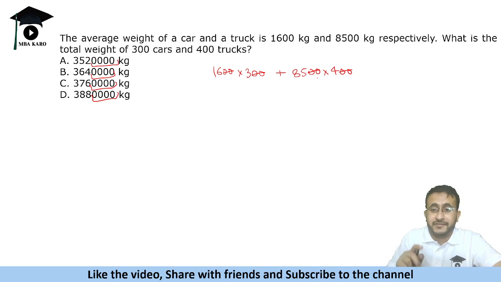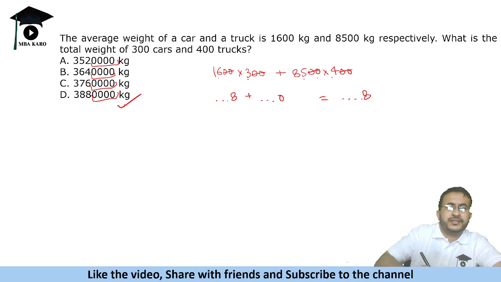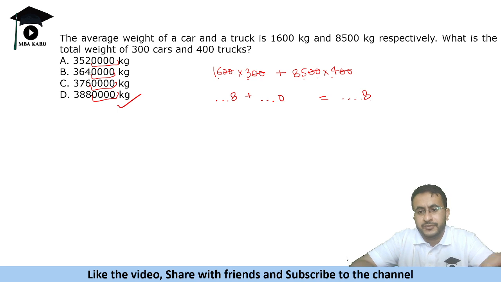The next thing that we will apply is fast calculation of the last digit. Like 16 into 3 ends in 8. Okay, and 5 into 4 ends in 0. So 8 plus 0, the last digit should be 8. So we can say that this is our answer. Now, these things when practiced, this looks like a simple calculation, but this is a way more simple thing to do.